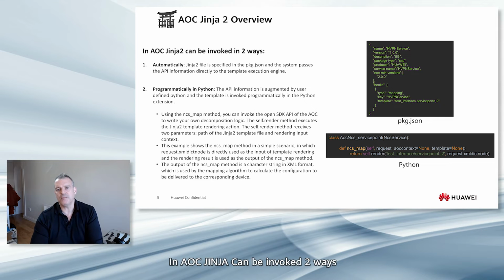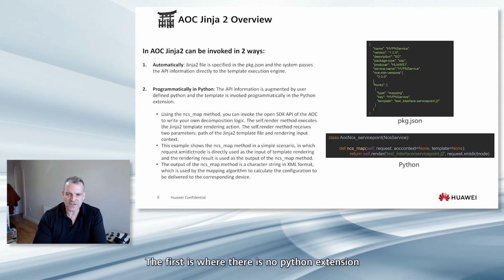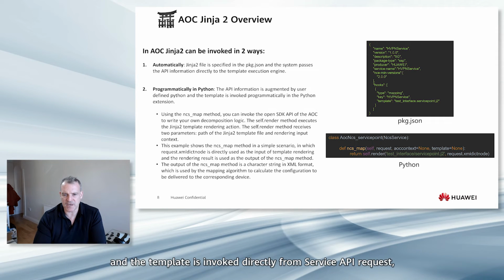In AOC, Jinja can be invoked in two ways. The first is where there is no Python extension and the template is invoked directly from the service API request. In this scenario, the Jinja2 template is specified in the hooks section of the SSP's package.json file and is called automatically once the service API is invoked.